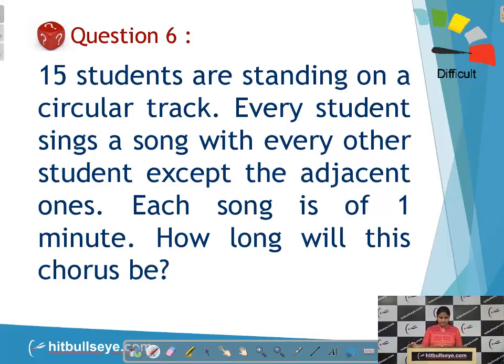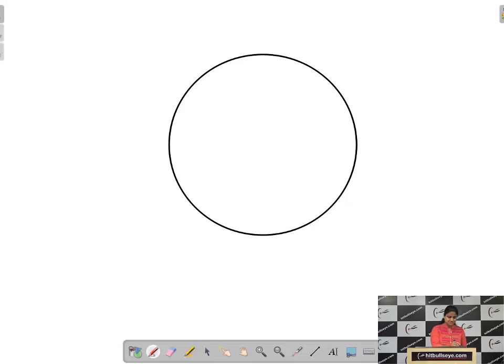Now the next question. It says 15 students are standing on a circular track. Every student sings a song with every other student except the adjacent ones. Each song is of 1 minute. How long will this chorus be? So let us see. There is a circular track. 15 persons. They are standing on this track. Say these 15 are this way and so on.